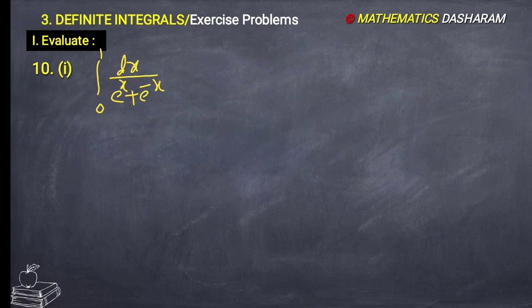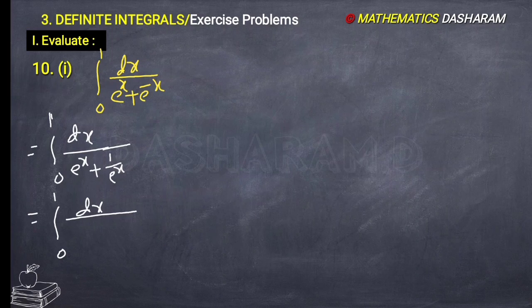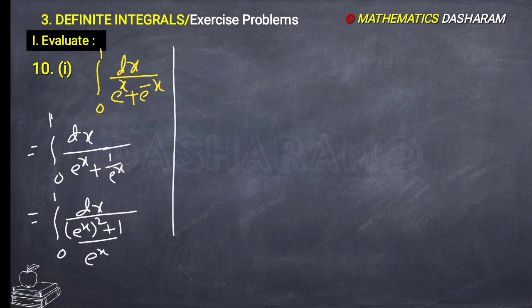10th bit first problem, integral 0 to 1 dx divided by e power x plus e power minus x. So integral 0 to 1 dx divided by e power x plus e power minus x equals 1 by e power x... Next it equals, the LCM is e power x, so then e power x whole square plus 1. So it equals integral 0 to 1. This e power x will go to numerator place. So e power x dx divided by e power x whole square plus 1.